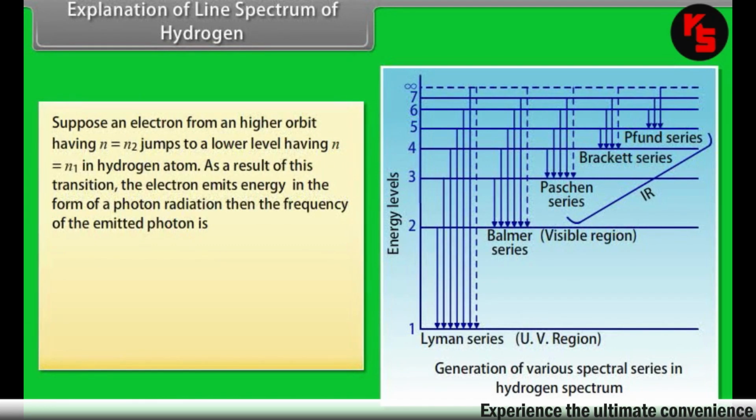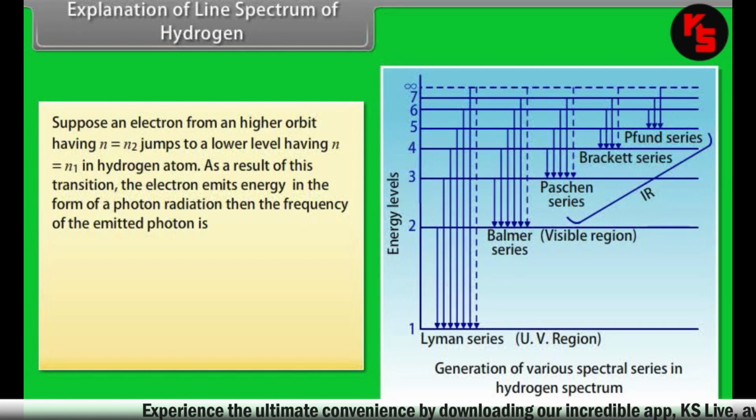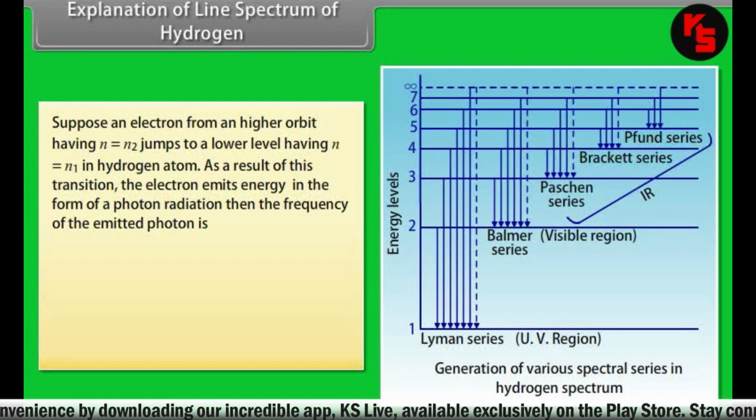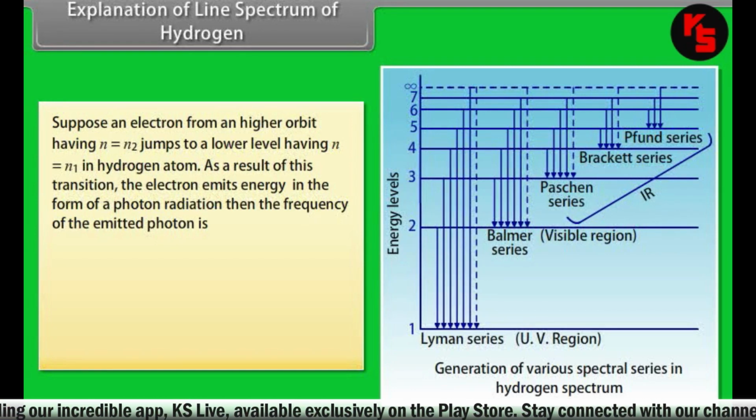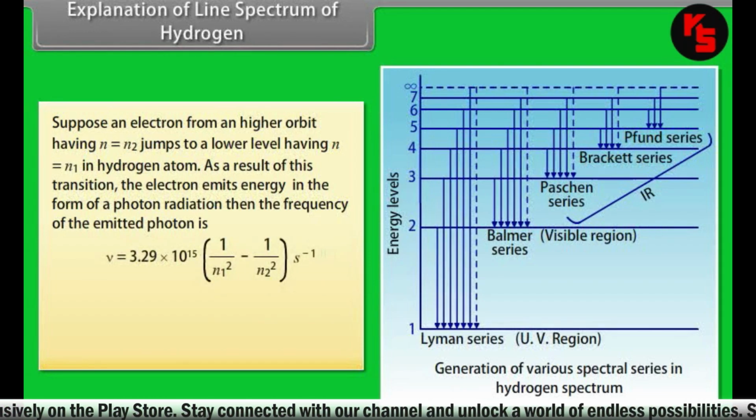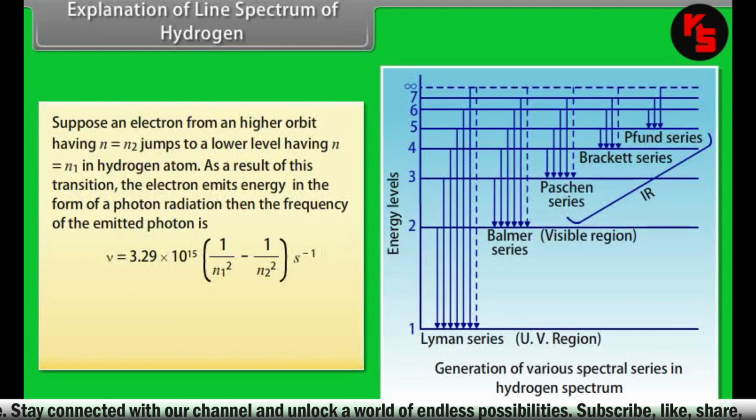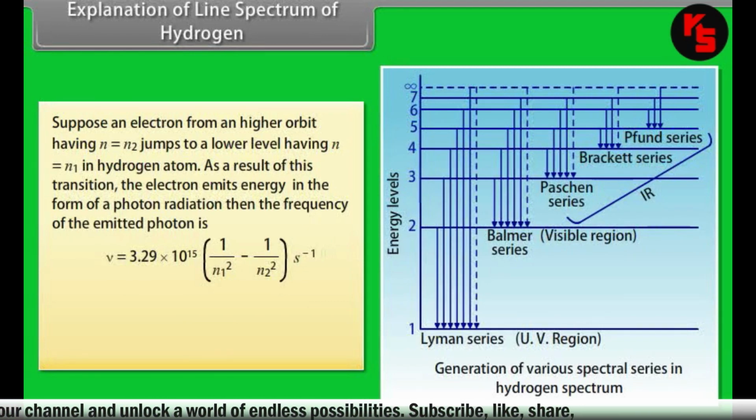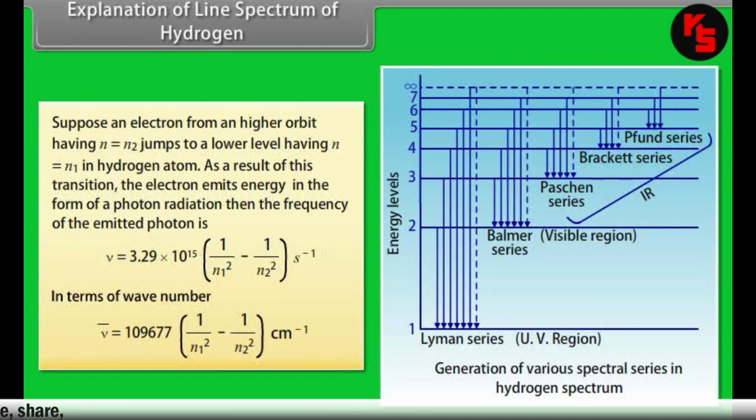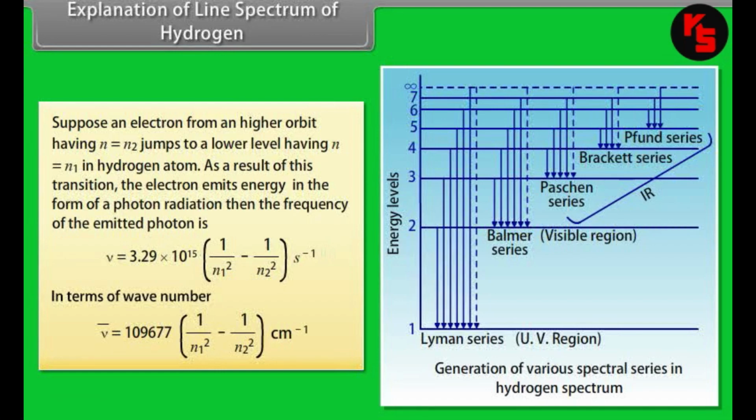Suppose an electron from a higher orbit having n equal to n2 jumps to a lower energy level having n equal to n1 in a hydrogen atom. As a result of this transition, the electron emits energy in the form of photon radiation. Then the frequency of the emitted photon is: frequency equal to 3.29 into 10 raised to the power 15 into (1 by n1 square minus 1 by n2 square) per second. In terms of wave number, it is 109677 into (1 by n1 square minus 1 by n2 square) per centimeter.